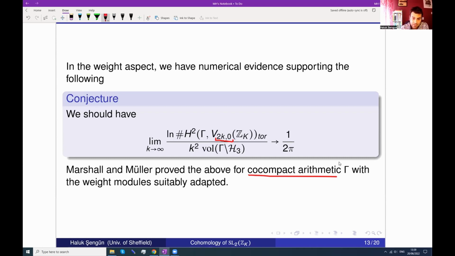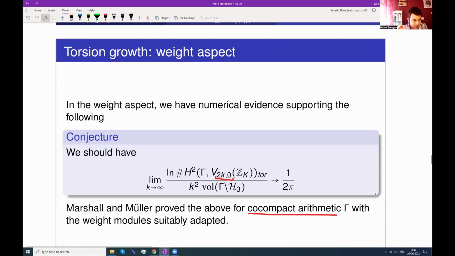k squared is the square of the dimension here, right? Times the volume of the manifold. It converges to 1 over 2 pi this time. Again, L2 torsion is playing a role here. Right, okay, so we have exponential growth in both the level and weight directions. That's the upshot, with very specific constants, and positive limits exist.